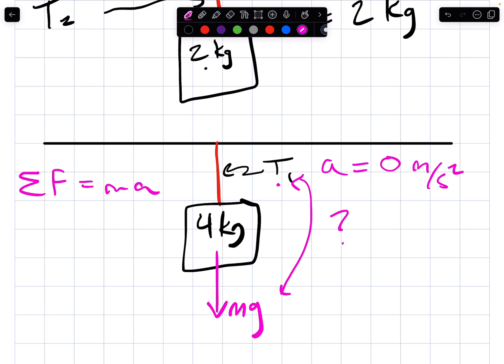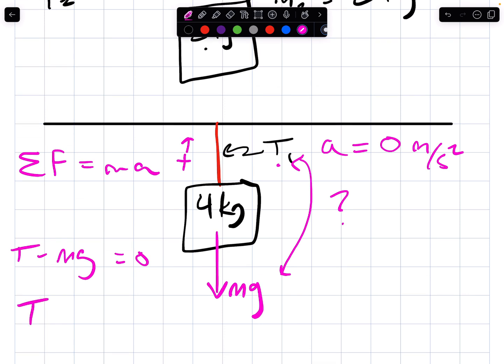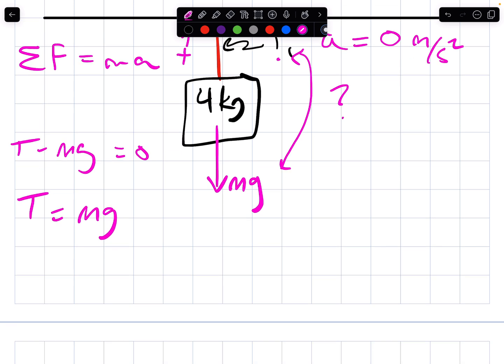We could write this out, though, if you're more happy with writing out some equations here, using up as the positive direction. Net force is T minus mg, and that net force is 0. That means that the tension in that rope is the same as the weight of the block. So T equals mg. So plug in some numbers now.